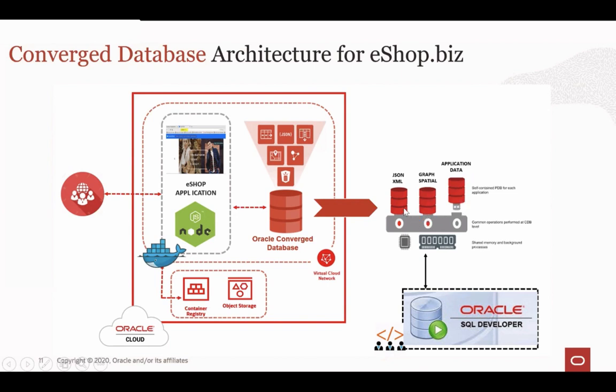Now, you could actually go ahead and have silos of databases, but this is just one representation of the design use case we have built. This sits on a compute layer, the eShop.biz application, and this is a Converged Database which is running on a different DBaaS platform. This application is packaged and is now running on a container registry. So the developer team can come back and apply the latest changes here.